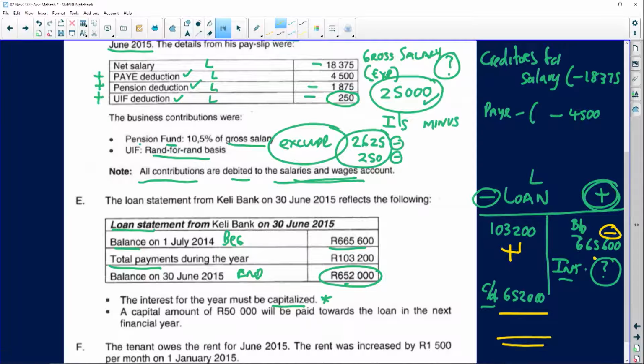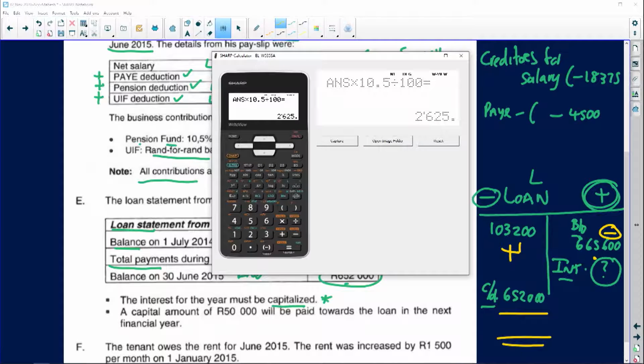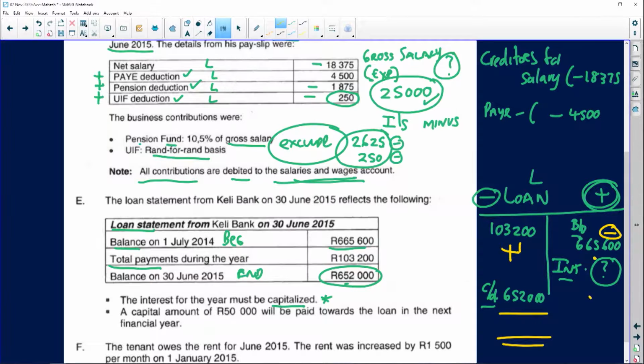Okay, so let's do that quickly on our calculator. Let's just move that so you guys can see. You guys just make sure you are working this out with me, please. So we've got 103,200, right? And then we are adding 652,000 minus 665,600. Okay, and that gives us the interest for the year, the amount that wasn't given to me, that I had to calculate: 89,600. Okay, so that is my interest expense for this financial year.